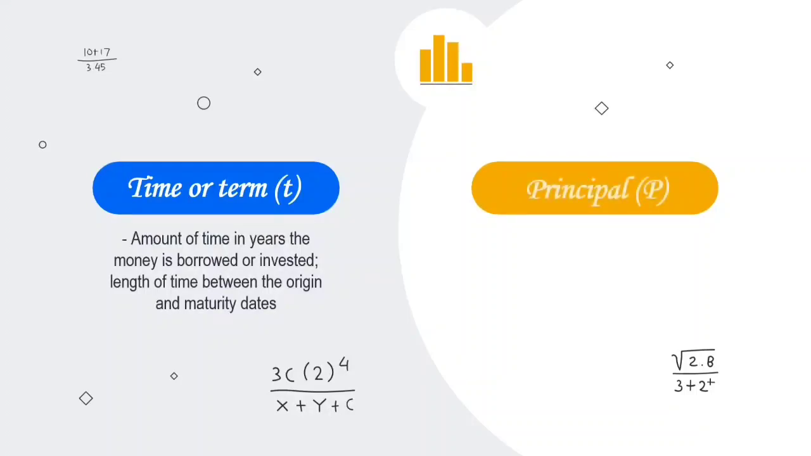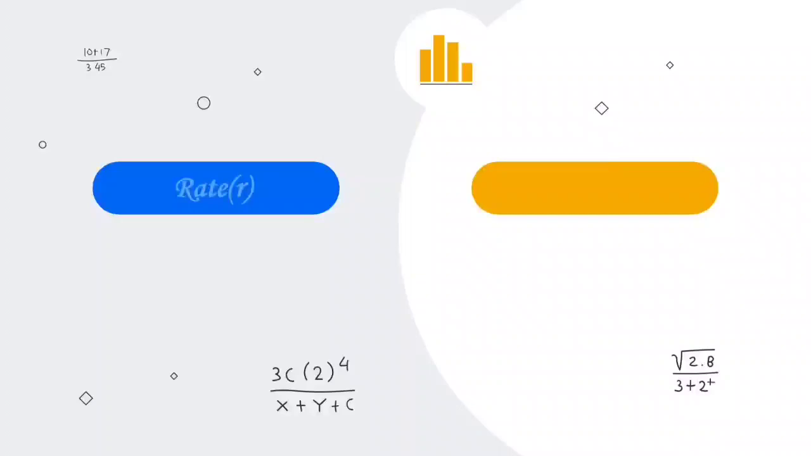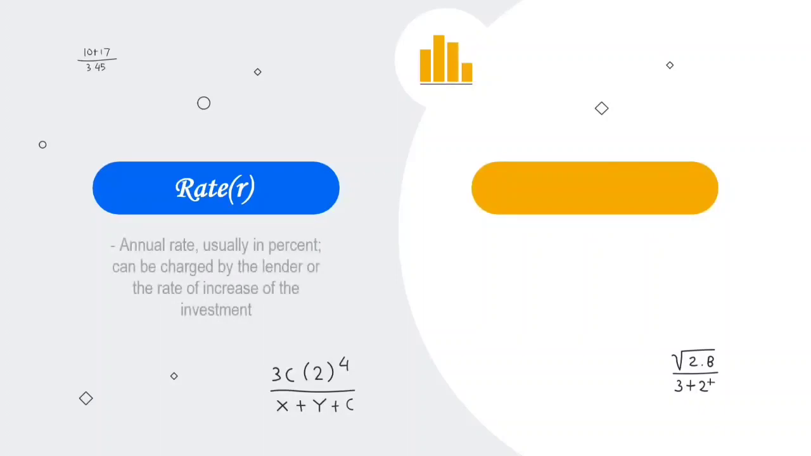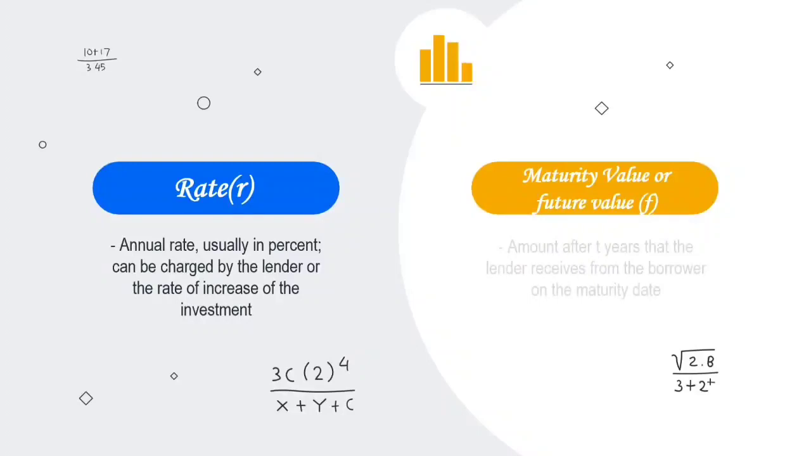Principal, or the principal amount, pertains to the amount of money borrowed or invested on the origin date. Next, we have the rate. Rate, or the annual rate, usually in percent, is charged by the lender, or the rate of increase of the investment. Next, we have the maturity value, or the future value. It is the amount after the term or the years that the lender receives from the borrower on the maturity date.